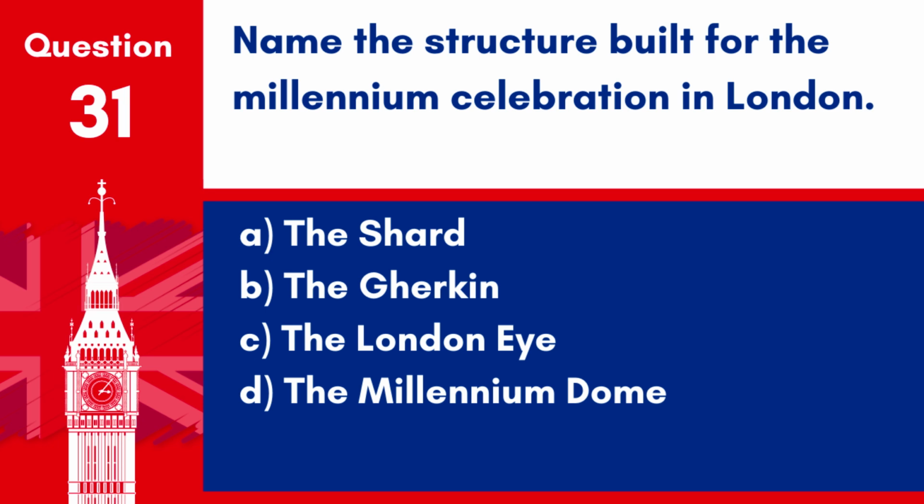Question 31. Name the structure built for the Millennium celebration in London. A. The Shard. B. The Gherkin. C. The London Eye. D. The Millennium Dome. Answer. D. The Millennium Dome. The Millennium Dome, now known as the O2, was originally constructed to celebrate the turn of the millennium in London.